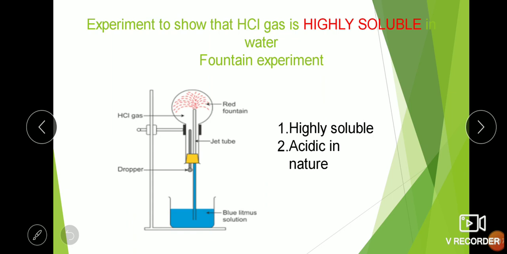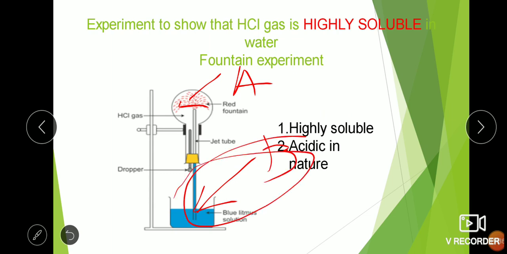I will make sure that you are aware of the types of questions asked, because when you do your self-study, at least you will have focus in your mind on what to study, what to focus on more, and how to prepare notes. They may give you this labeling: A like this, B like this. Now your B is blue litmus solution, your A is HCl gas.